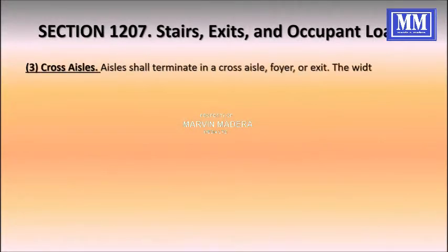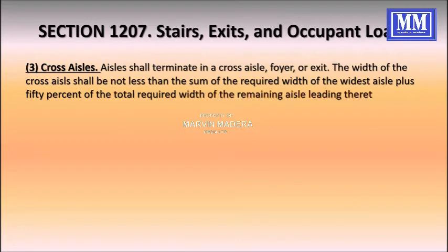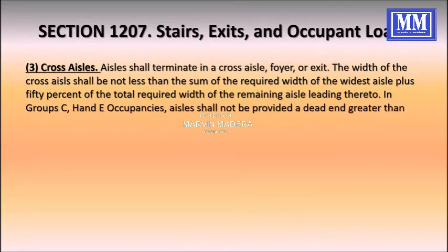Cross aisles. Aisles shall terminate in a cross aisle, foyer, or exit. The width of the cross aisle shall not be less than the sum of the required width of the widest aisle plus 50% of the total required width of the remaining aisles leading thereto in Group C and Group C and E occupancies. Aisles shall not be provided with a dead end greater than 6 meters in length.